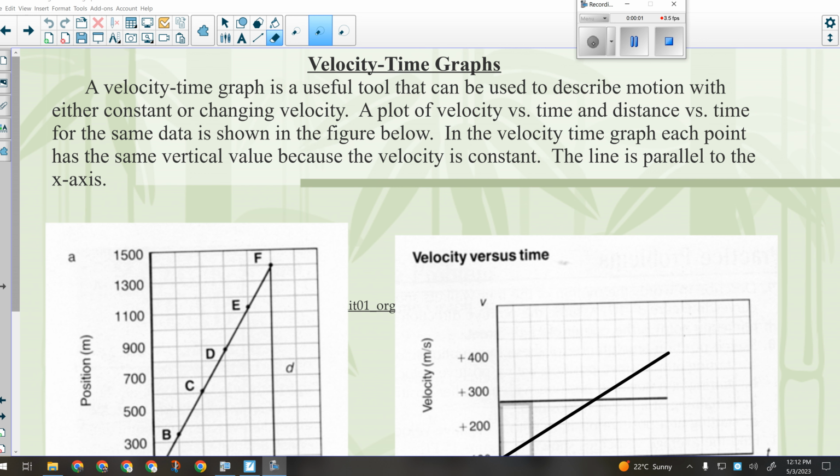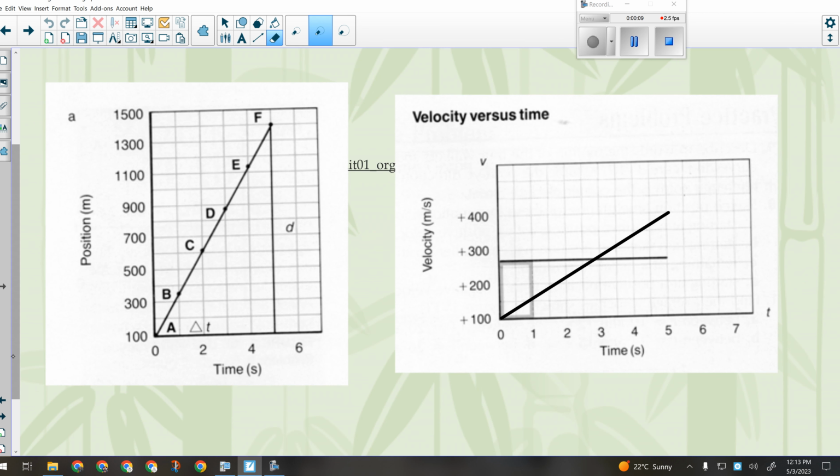All right, so on Monday and yesterday, we were working with position versus time graphs, okay? A position versus time graph, like the one on the left here, tells us where an object is at various points in time. From that graph, we can infer or interpret several things. We can infer what type of motion is occurring, okay? In that particular position versus time graph here, what is that object doing?